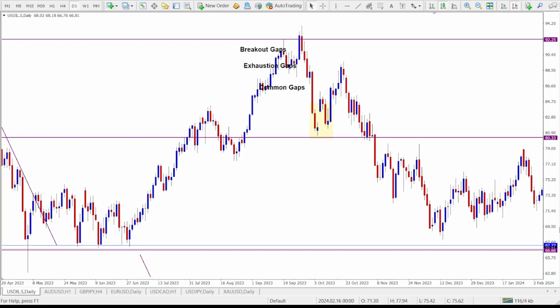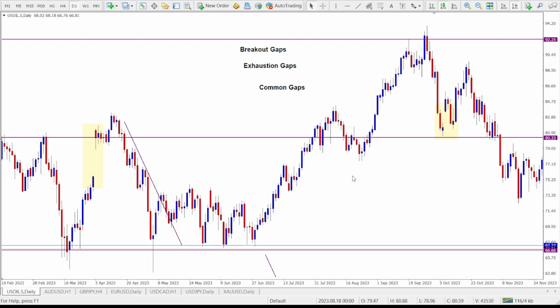To wrap things up, measuring gaps is a powerful skill that can give you an edge in the Forex market. It helps you understand market sentiment, spot potential opportunities, and manage risk effectively. But like any trading tool, it works best when combined with a well-rounded strategy. Practice identifying and measuring gaps on your demo account to build confidence before using this technique in live trading.